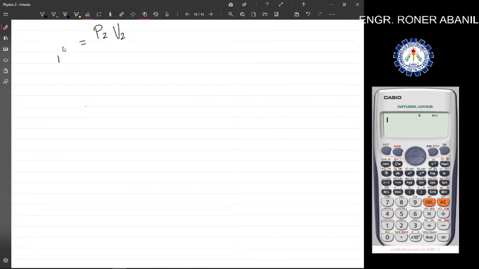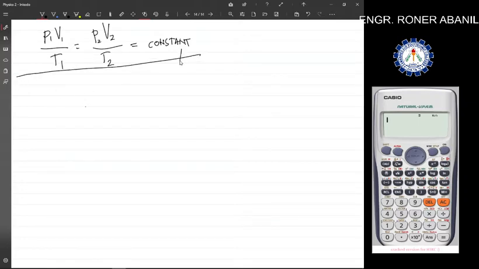Ayusin nga natin. Ulitin ko. Dapat maliit lang na p ginagamit ko dito eh. P1 V1 over T1 is equal to P2 V2 over T2. So, ito is constant. So dito, ito yung tinatawag nating ideal gas na constant ang mass.